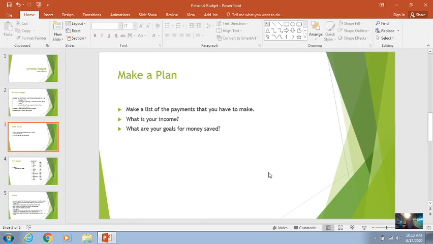Then you need to determine what is your goal, or what are your goals for the money you're going to save. Maybe it's a vacation, maybe it's a car, maybe it's a kayak or a dog or something. So what are your goals? You need to have something that you want to spend that money on at the end of the period of time that you have set for a budget. It's a bit of a reward for doing all the hard work of saving your money.